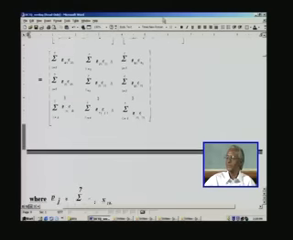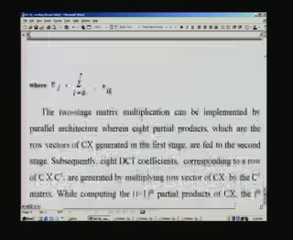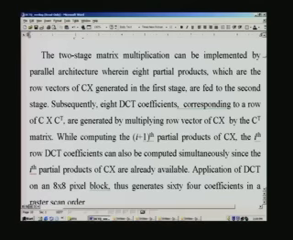And this is the basic DCT, wherein each of these terms is just put here, which we have already explained before. This completes the DCT. I will just summarize what we have done here. The two-stage matrix multiplication can be implemented by a parallel architecture, wherein 8 partial products, which are the row vectors of Cx, generated in the first stage, are fed to the second stage.